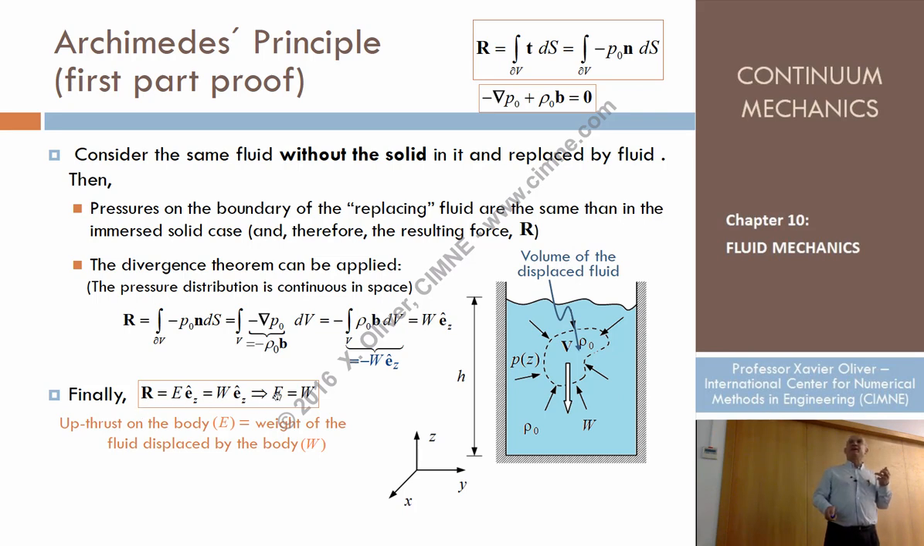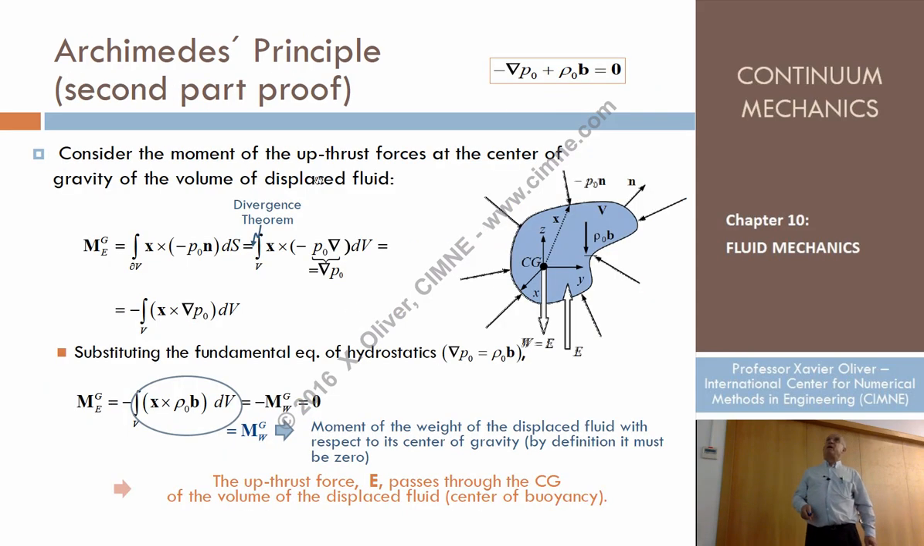Second part. We have just talked so far about the intensity of this force. That intensity is equal to the weight. But the resultant of these forces, this upthrust force, where is it applied? Is it applied in that position, or in that position, or in that position? So we need to know where this resulting force is applied. That's the second part of the Archimedes principle.